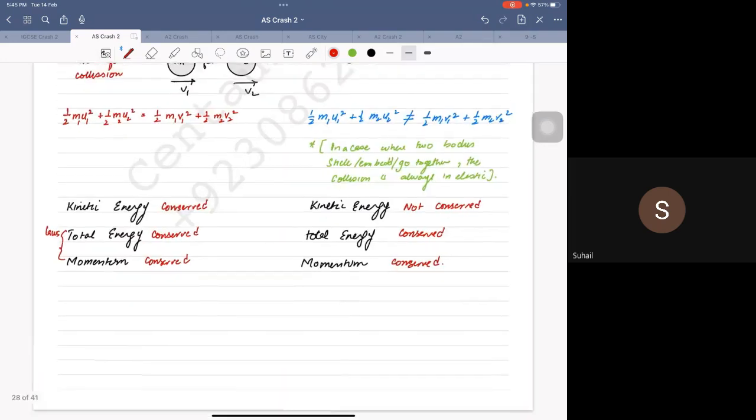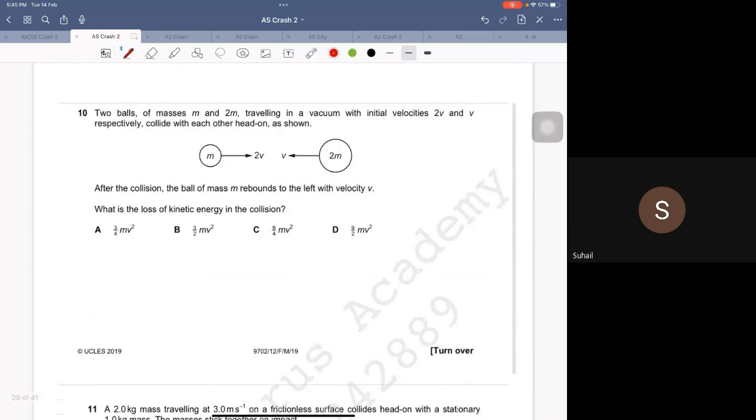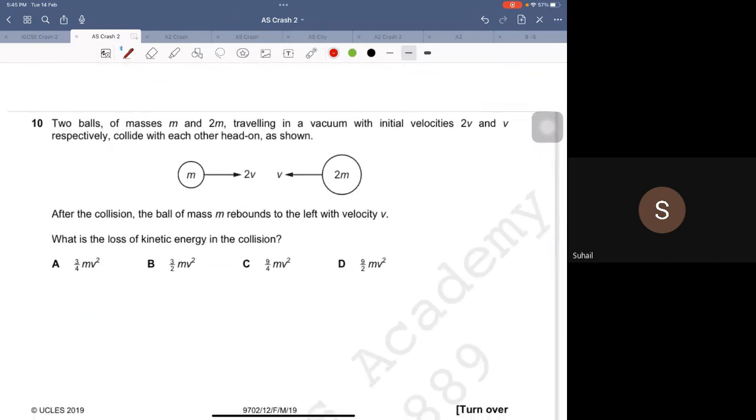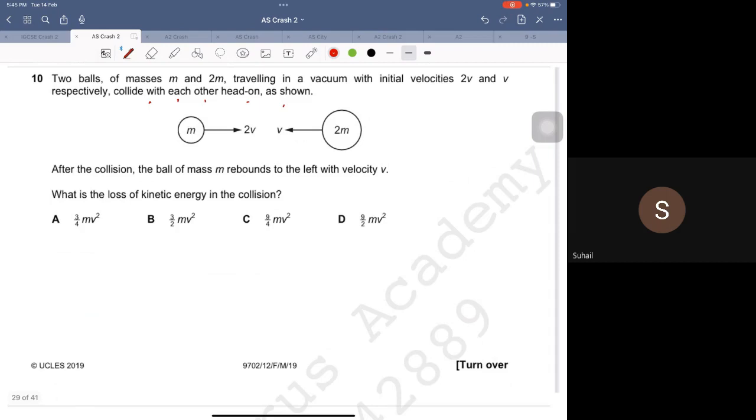Okay. Now, for example, in this sort of question, it says two balls of masses m and 2m traveling with initial velocities 2v and v respectively collide with each other head on, as you can see. After the collision, the ball of mass m rebounds to the left with the velocity v. And what is the loss of kinetic energy? We don't know what happens to 2m, do we? That's not fair, right?